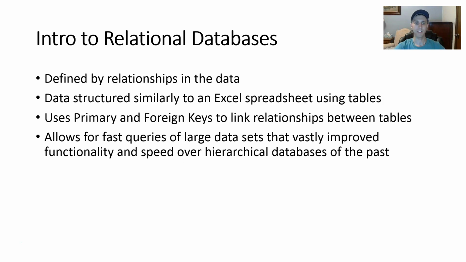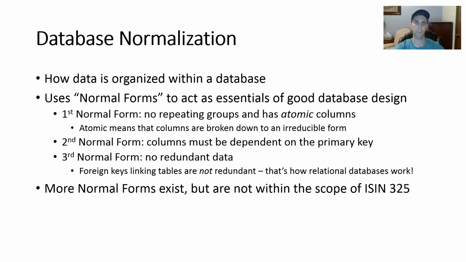And this primary and foreign key of relational databases allows for fast queries and large data sets. That was a vast improvement over the hierarchical databases of the past, where a query would actually have to go through an entire hierarchy to actually return the results of a database query.